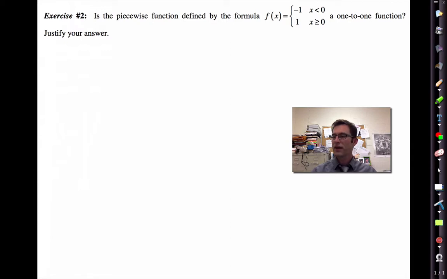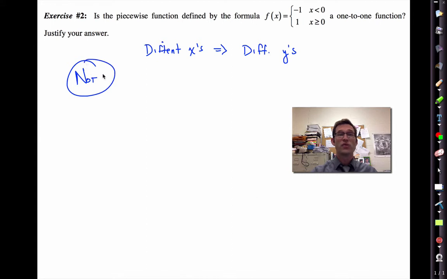All right, let's talk about it. Now remember, ultimately, it's not about horizontal lines. It's about different x's ending up giving us different y's. All right, that's what it's about. So one of the cool things about this is I can easily show that it is not a one-to-one function by finding two x values that have the same y value.